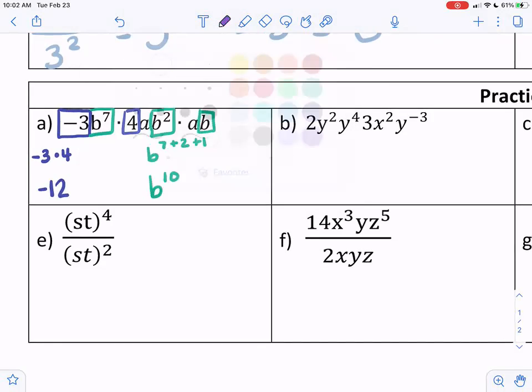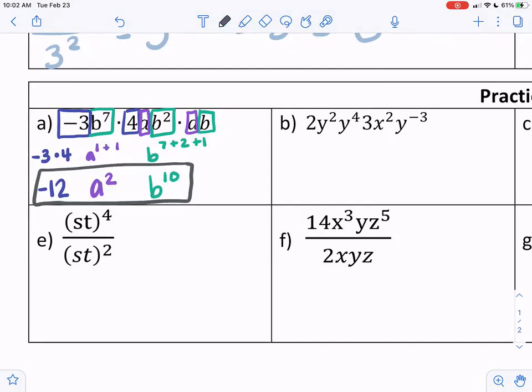And then I can write my a's. Now you'll notice I left a spot for the a's because we always put our letters in alphabetical order. That's a to the 1st plus a to the 1st, which would give me a squared. So when I read my answer, my final solution would be -12 a squared b to the 10th. That's my final answer. And I'll come in here and I'll box that with my darker pen.